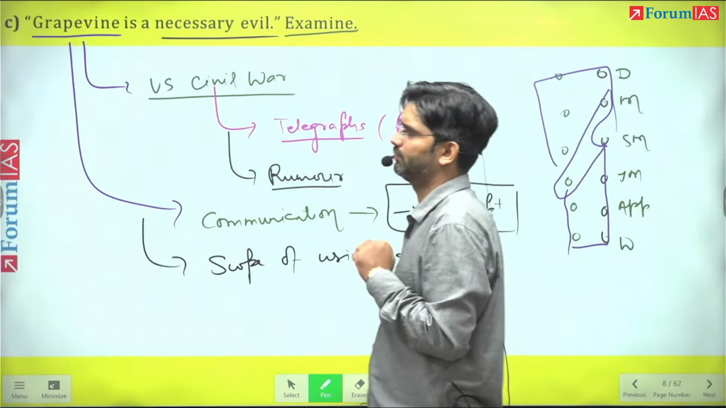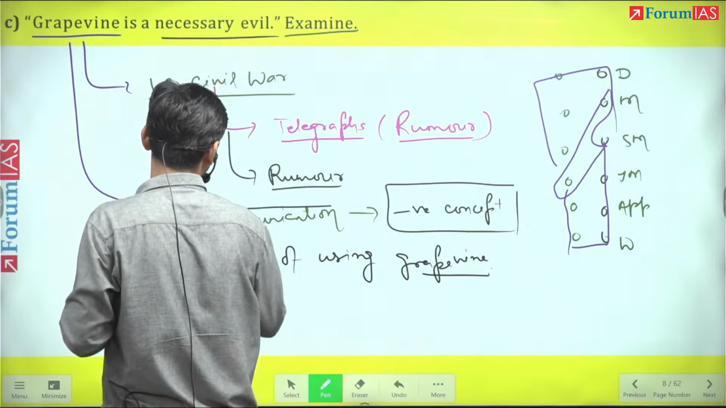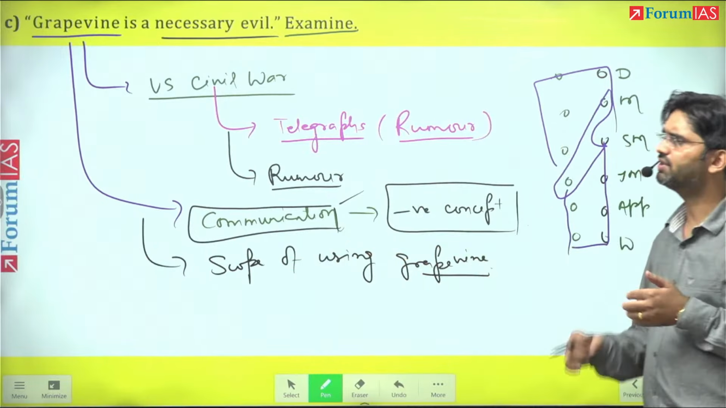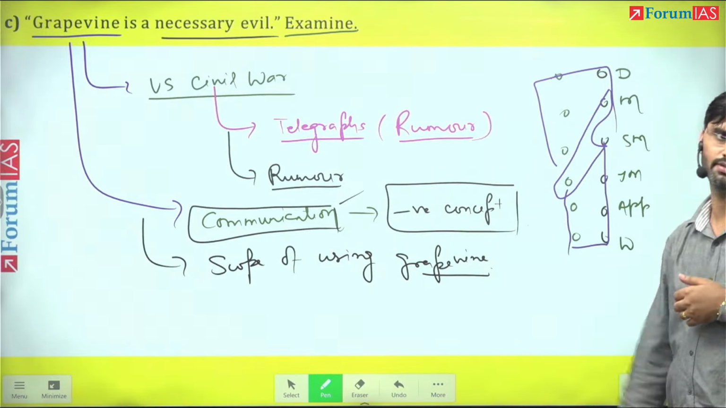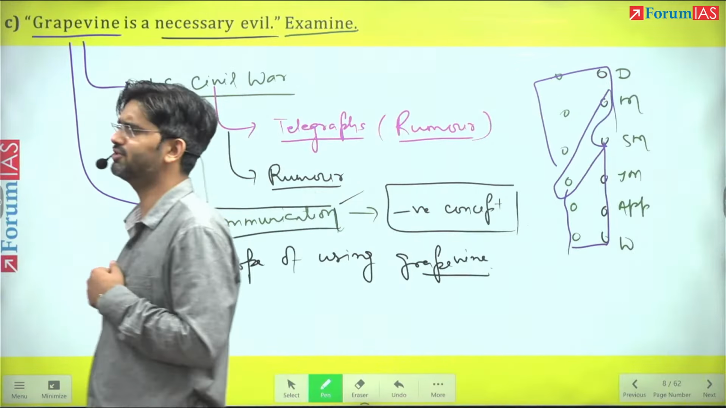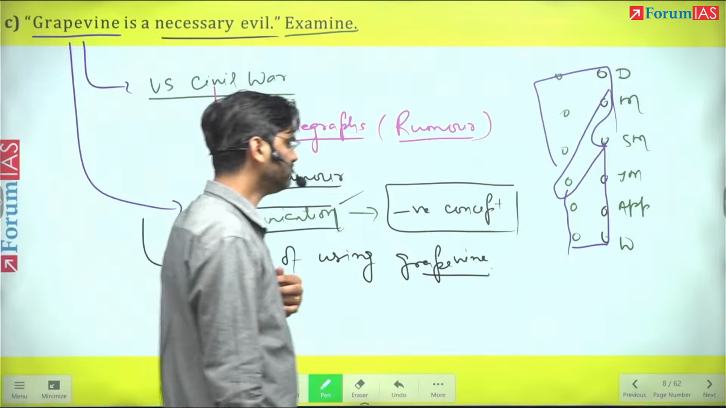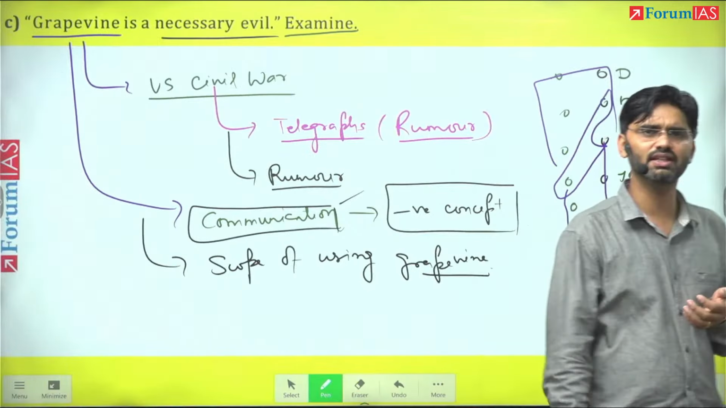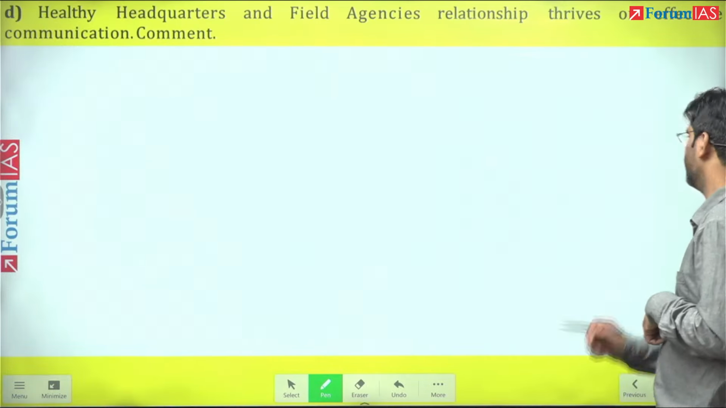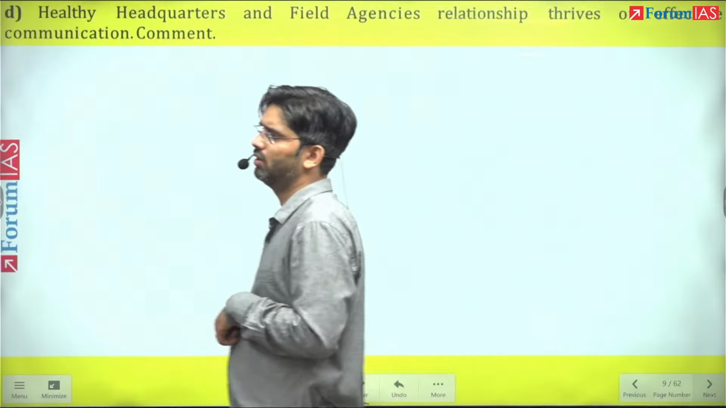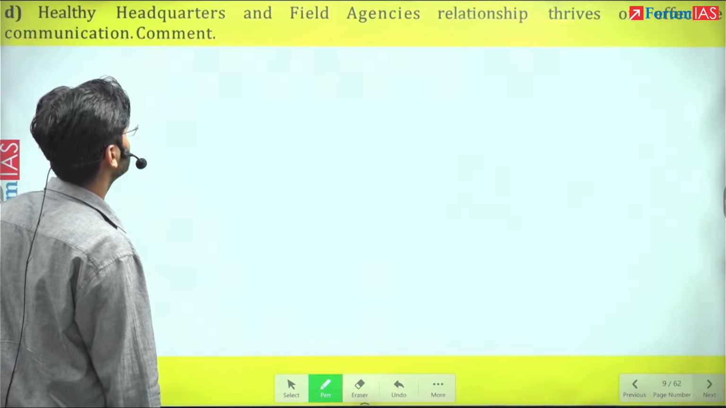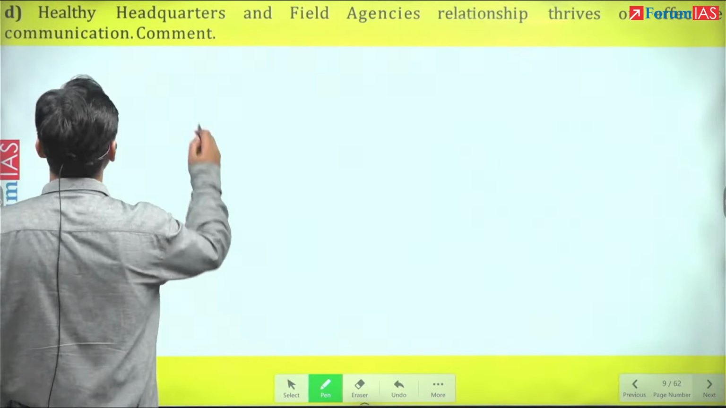Mostly you need to relate it to the concept of communication because its real role is in communication. Because in communication we read about noise, receiver, sender, but here everything is very fast and mostly it is false communication. Then question number D. Healthy, easy question: healthy headquarter and field agencies relationship thrives on effective communication. Comment.